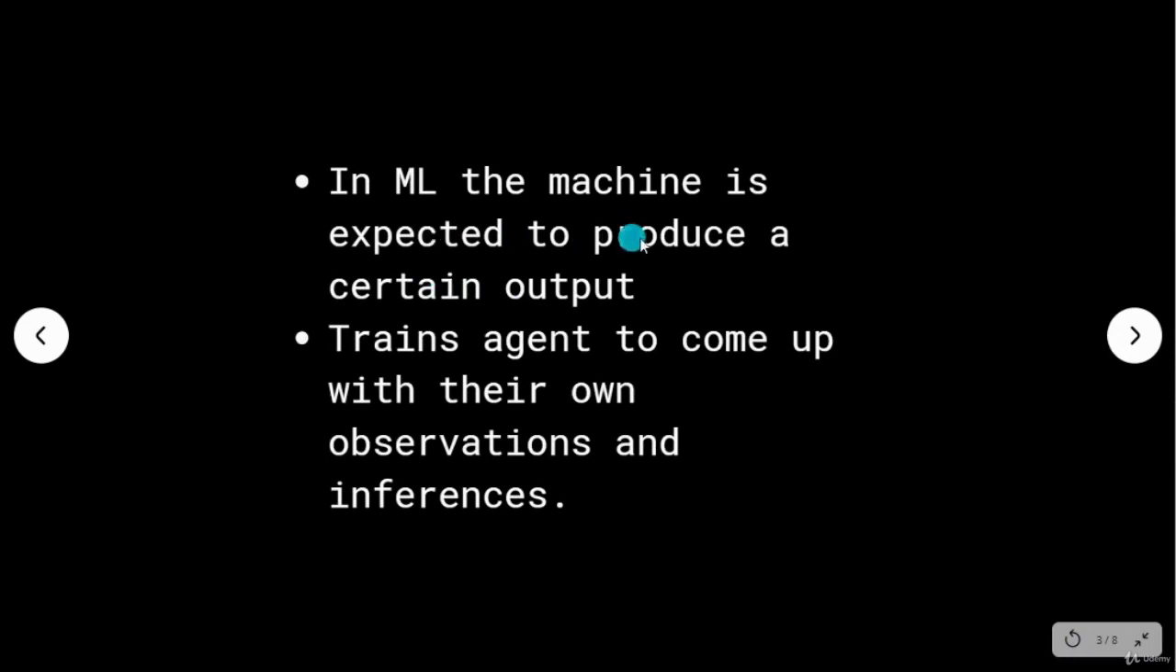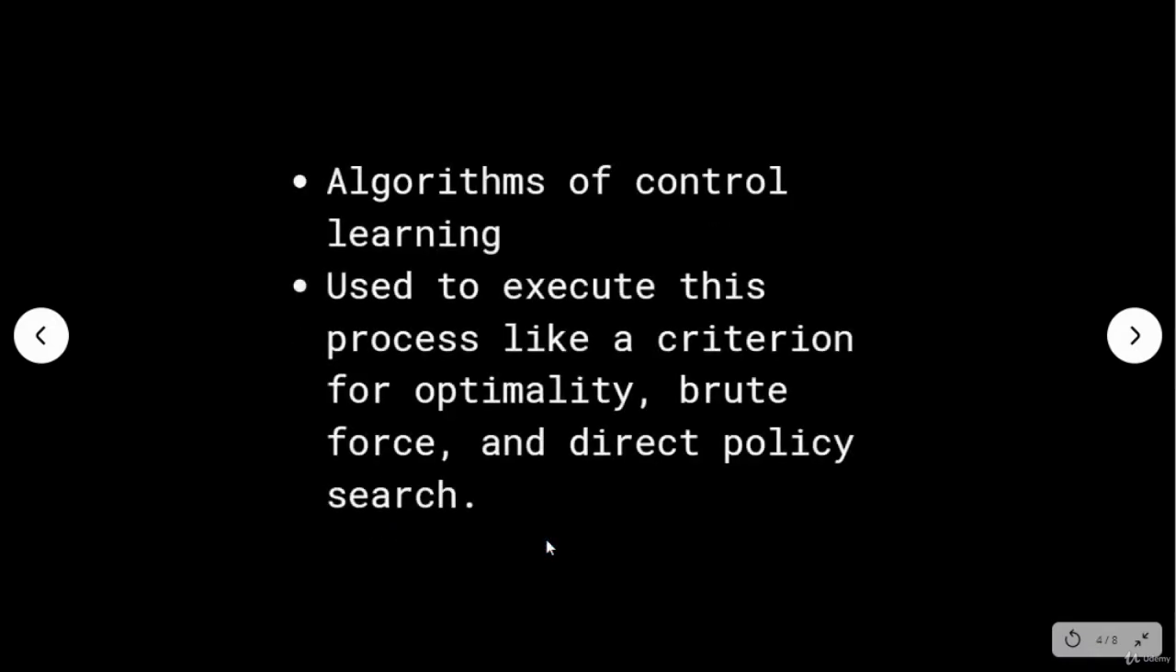But unlike machine learning, where the machine is expected to produce a certain output, this learning trains agents to come up with their own observations and inferences. There are certain algorithms of control learning that are used to execute this process, like a criterion for optimality, brute force, and direct policy search.